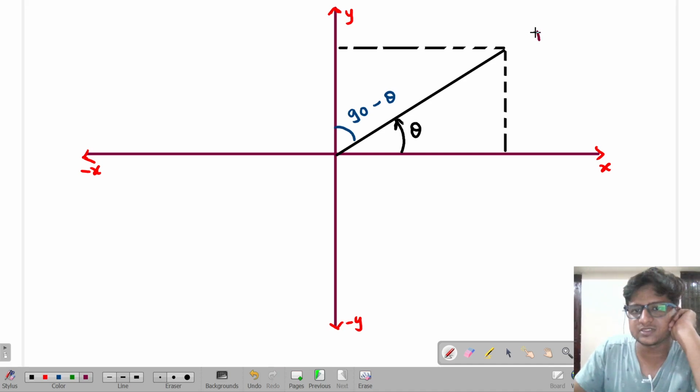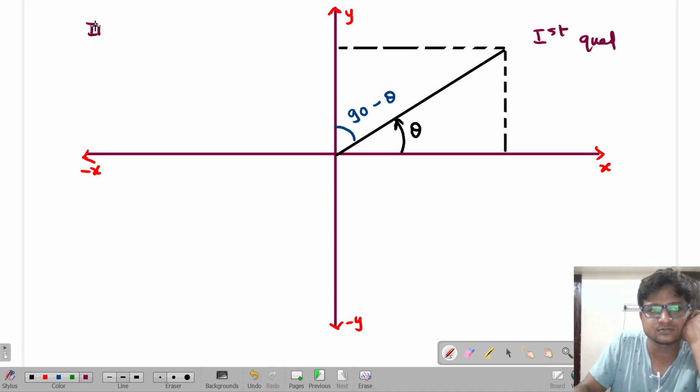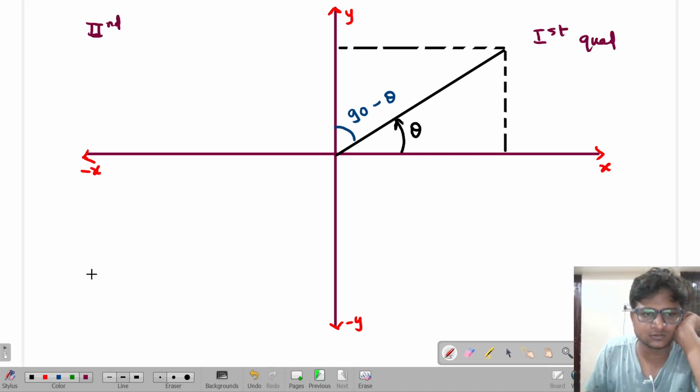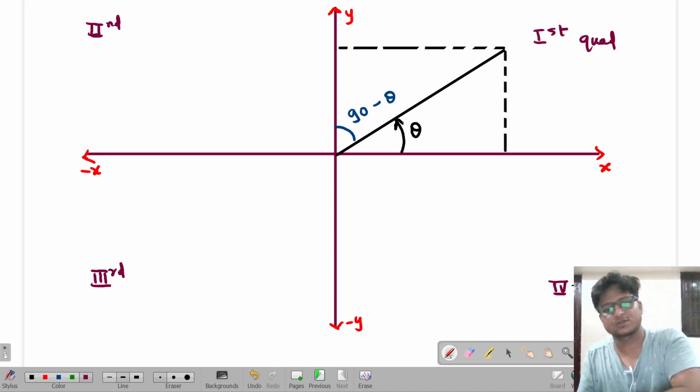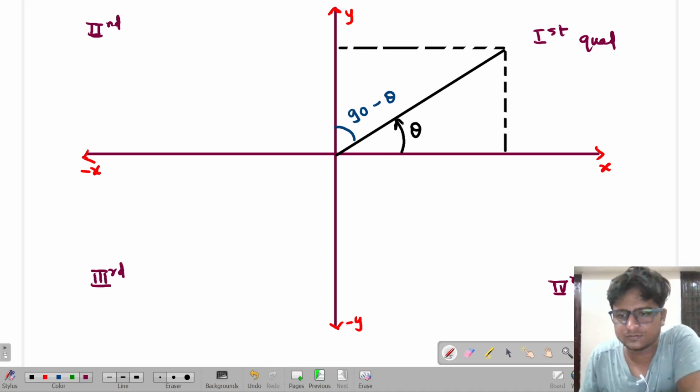So this is called the first quadrant. This is the second, third, and this is called the fourth. Is it clear till now?